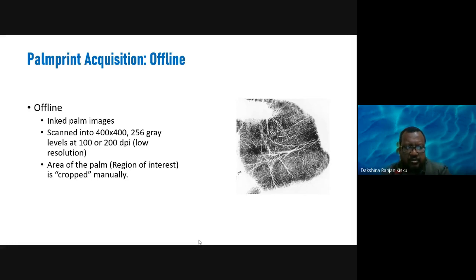Initially, we spread the ink on a palm. Then we place that palm on a digital scanner, and the scanner captures the palm image in low resolution. Then we crop the area of interest from the palm image, and this is called the region of interest.